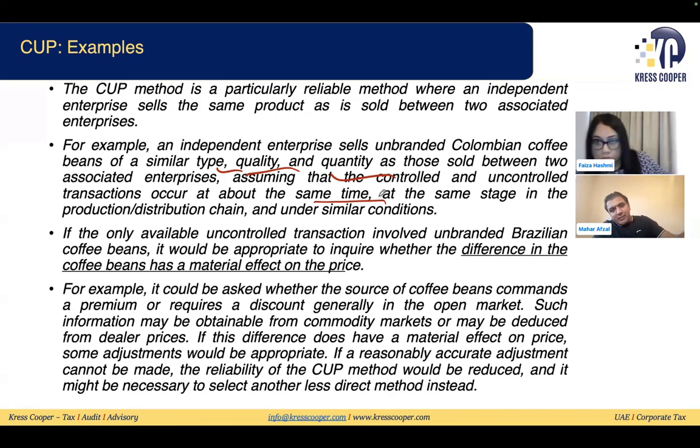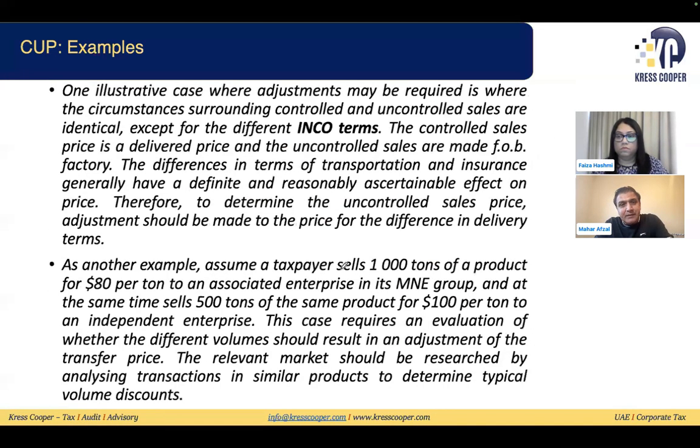It can be internal CUP, external CUP. What we need to consider: type, quantity. Again, they are asking for some more factors there as well. They said how this coffee is being sourced. Definitely, it will have an impact on the price. So to make sure, it would be asked whether the source of the coffee beans commands a premium. The source of the coffee beans is also very important to ascertain the price, and it will have an impact on the price to assess whether this is the arm's length price or not.